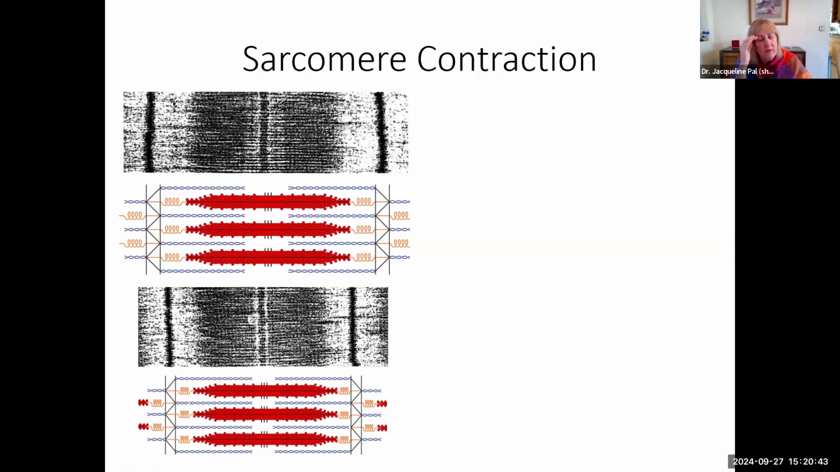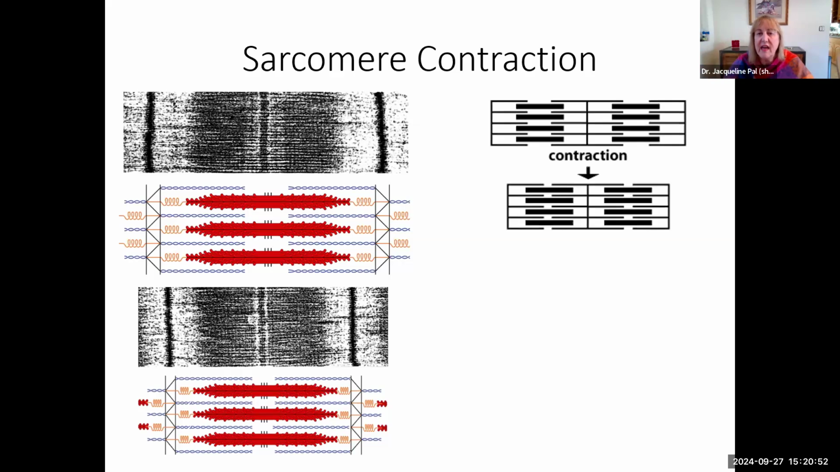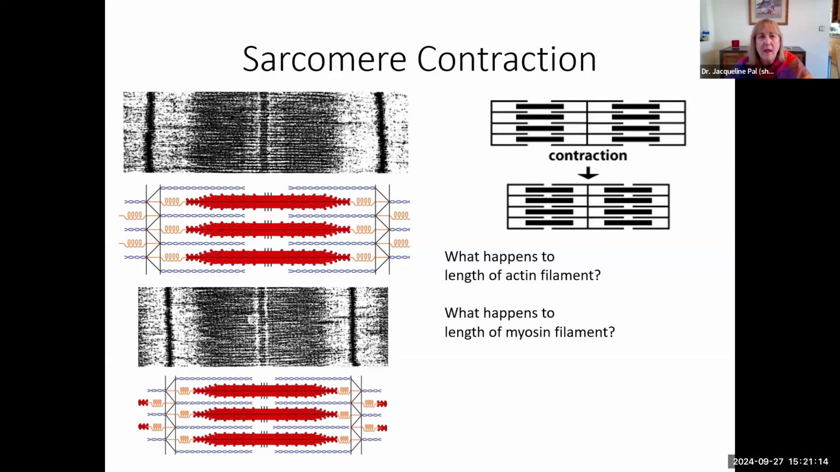So go back, review it all you need. Here we have 2 electron microscope pictures, 2 cartoon drawing pictures, and then I've added 2 stick figure pictures. The top picture of each is showing before contraction. The bottom picture of each is showing after contraction. Okay, so before, after, after. And then here are the questions that you need to be able to answer.